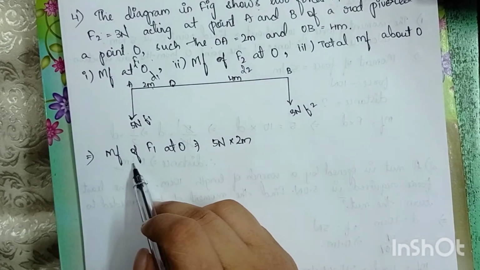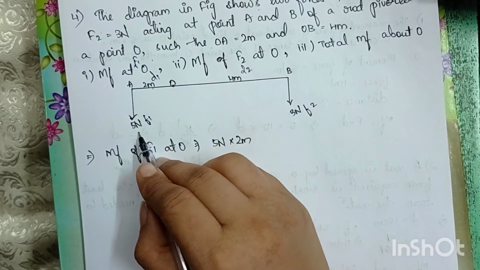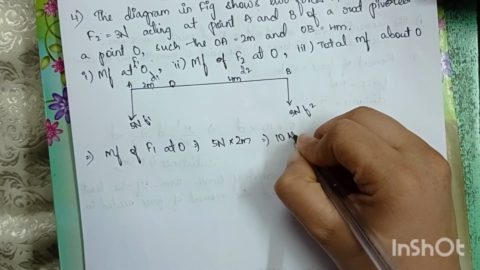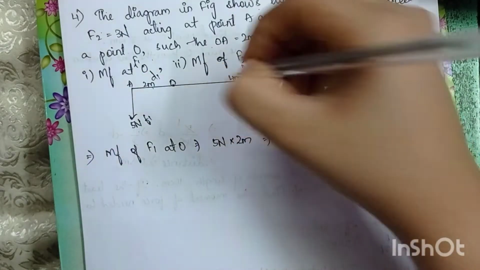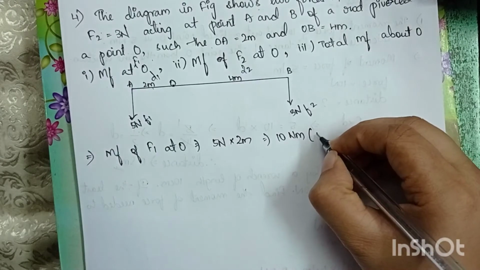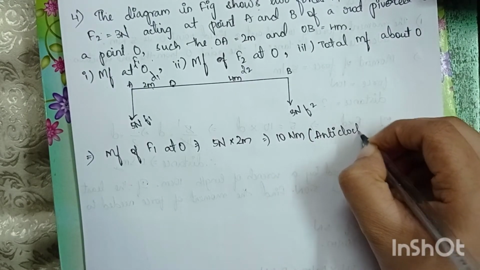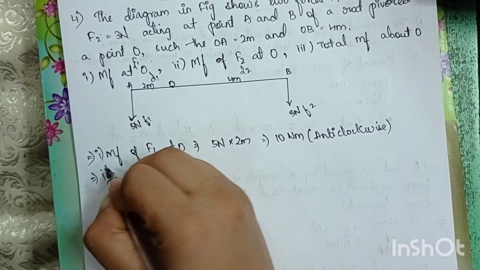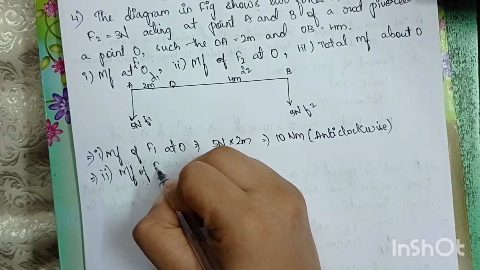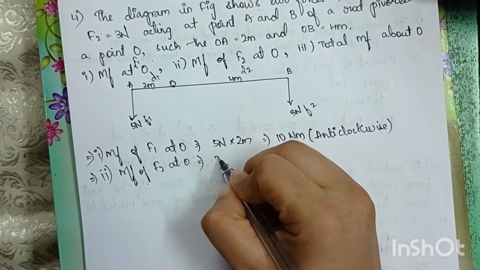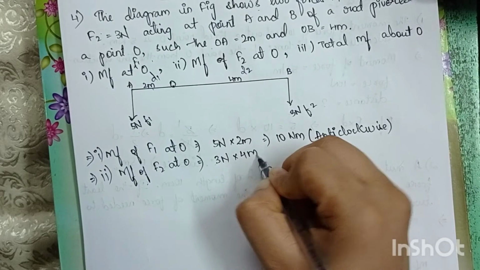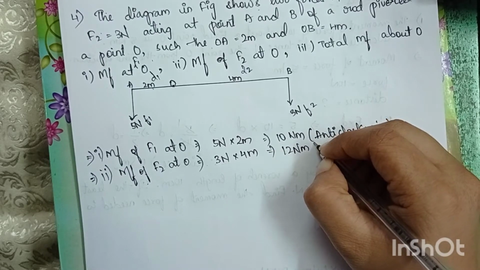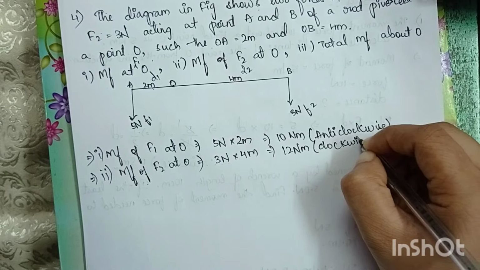So first we need to find the moment of force F1 at O. We are taking 5 Newton into 2 meter, which is 10 Newton meter, and this is anti-clockwise, because it is moving towards the left-hand side. The second, moment of F2 at O, is 3 Newton into 4 meter, which will be 12, 4 threes are 12, 12 Newton meter, and this is clockwise.